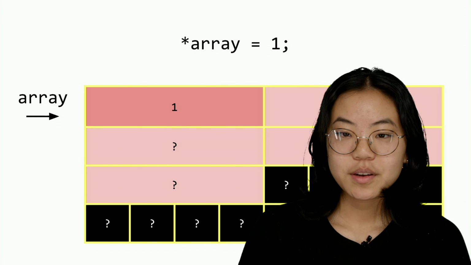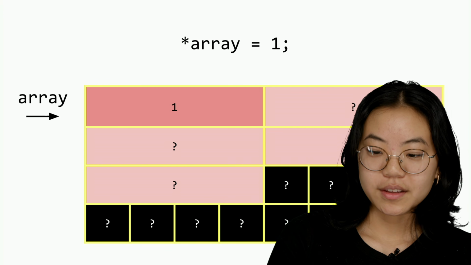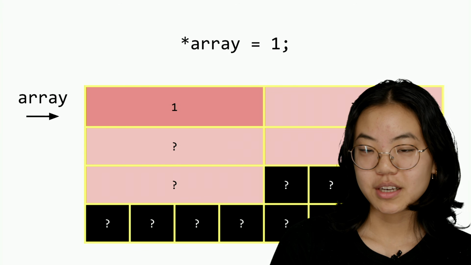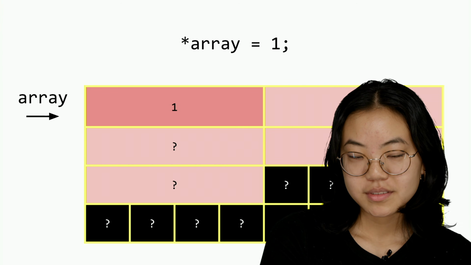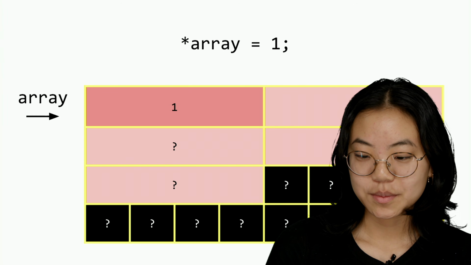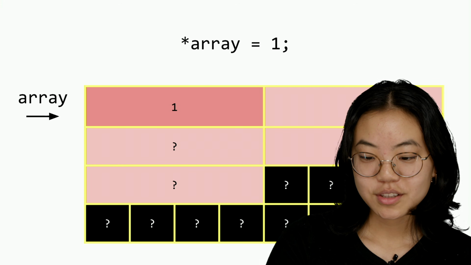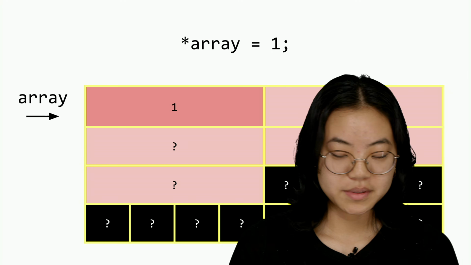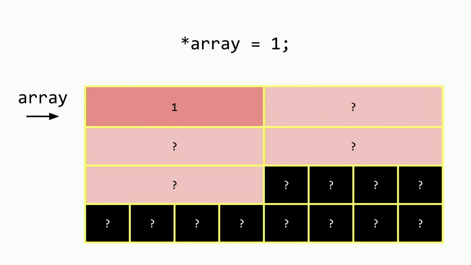Okay. And so if I wanted to update the first value in this array, I can use the same dereferencing notation where I go to the address stored at array and then set that to 1. So I'm going to go to that first integer slot and set that to 1. What if I wanted to update the value for the next integer? What address comes after that?